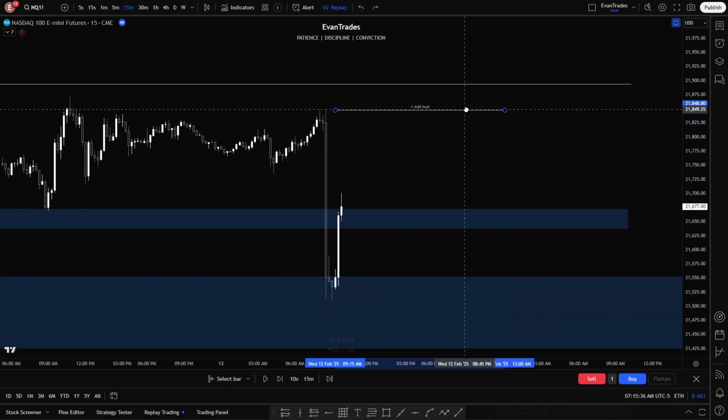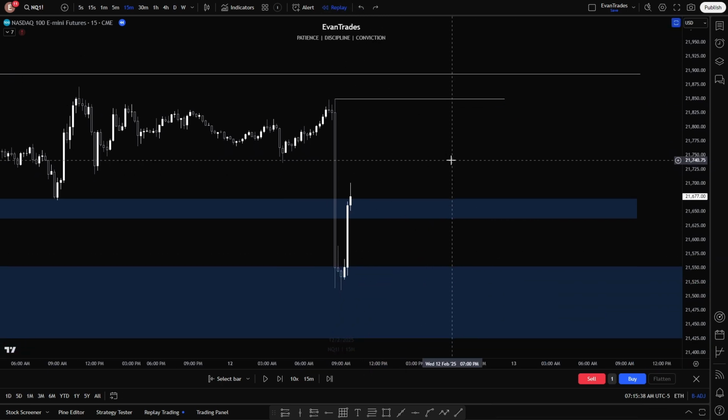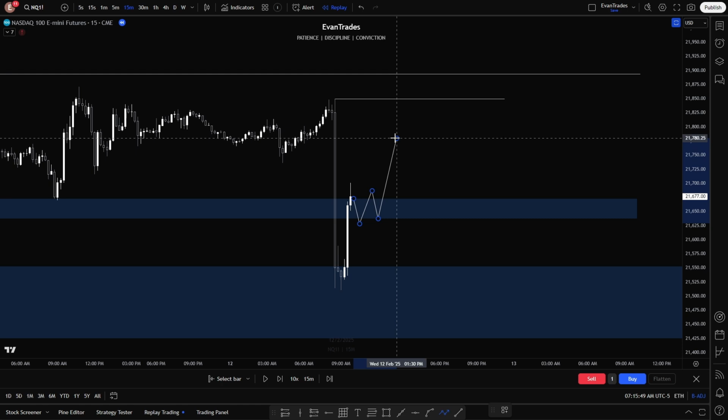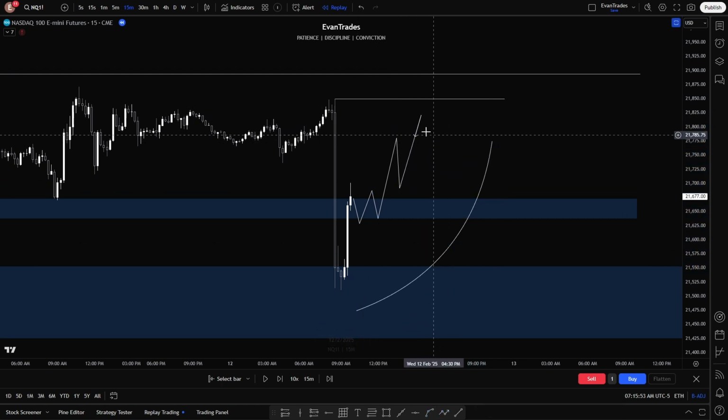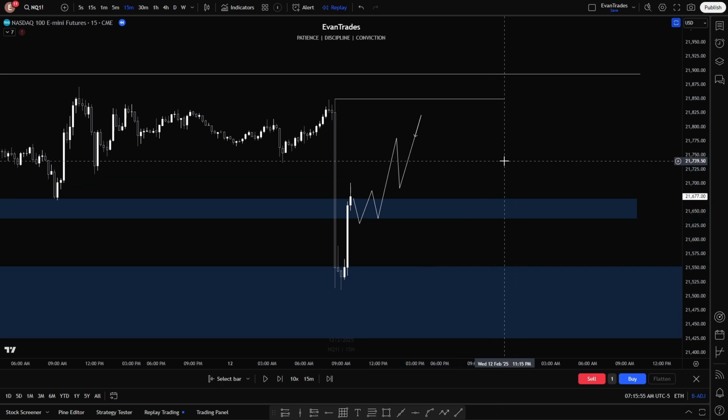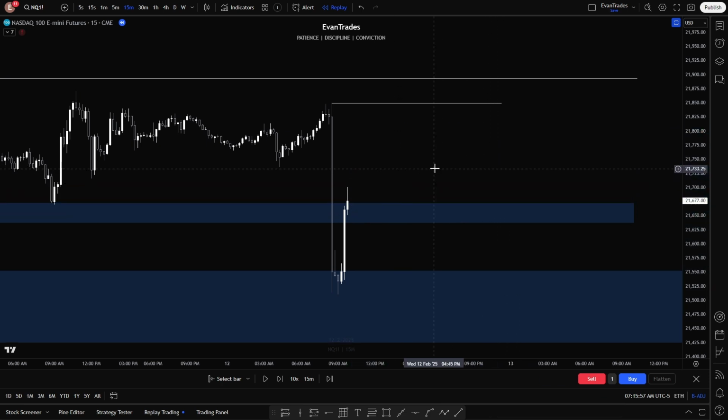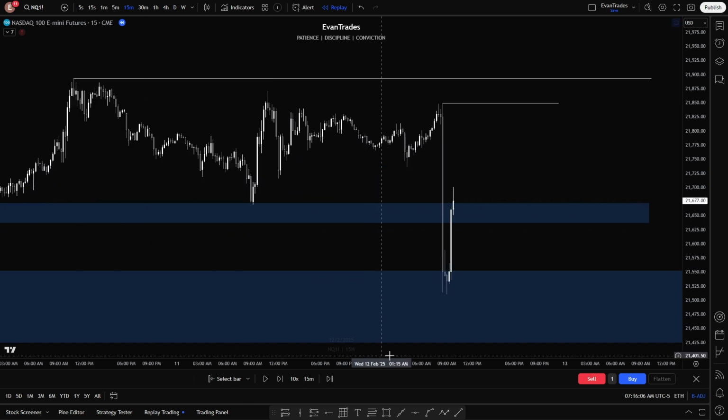So now I want to see structure form internally, and on this one I would hope to see price come back up and then do a market maker buy model to data highs at least, but we're going to let price show us. So remember, we tapped back into the daily, and then we tapped right here, I meant the 4-hour, and then we tapped into this 4-hour.